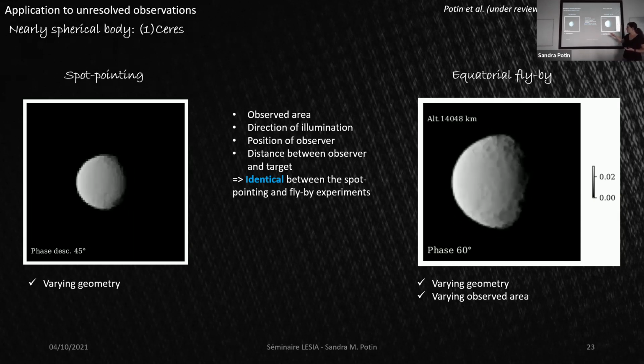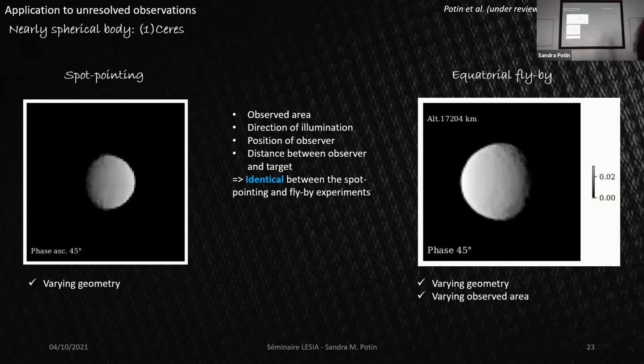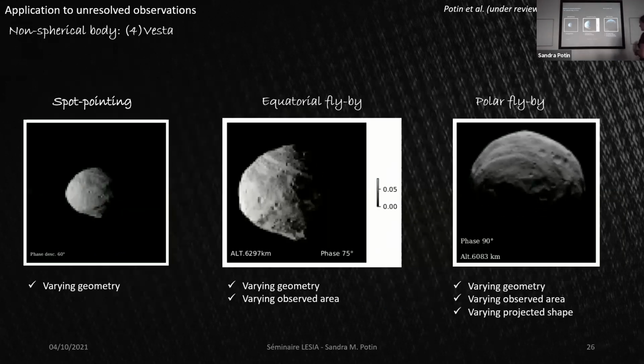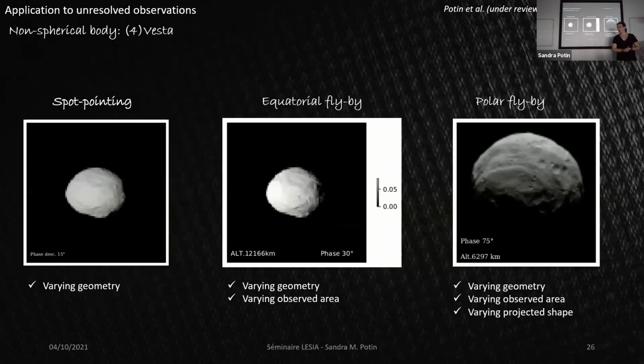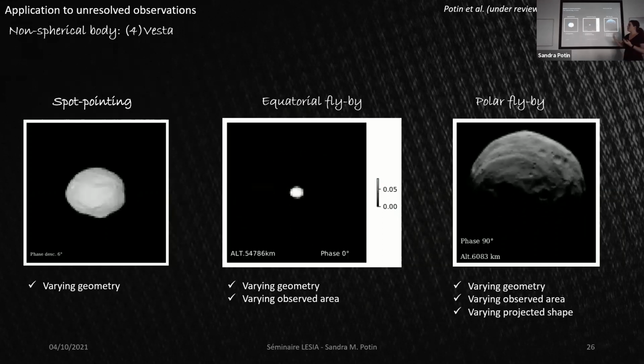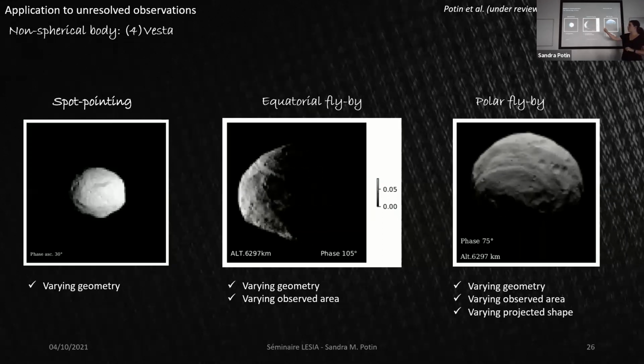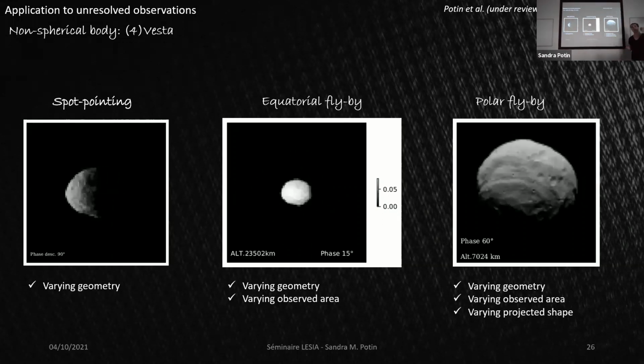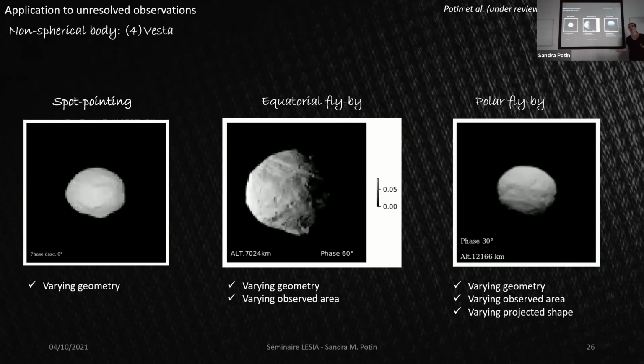The only thing that will modify the reflectance here is the shape of the small body. It was a spherical object, but now we can look at VESTA, and VESTA is not spherical. So we made the same observation: the spot pointing experiment, the equatorial flyby, and, to change the projected shape of the asteroid, we also did a polar flyby.